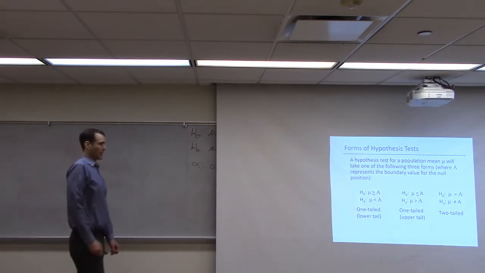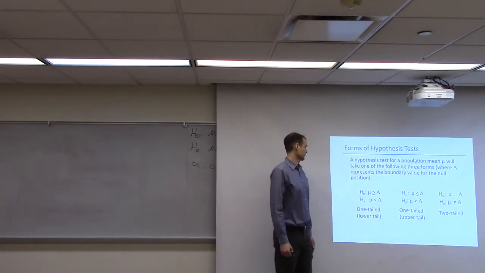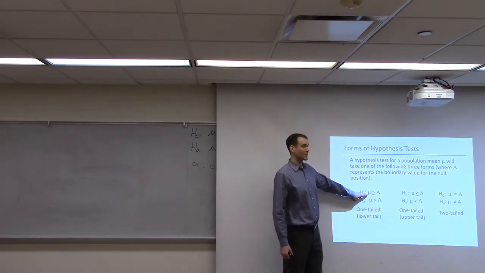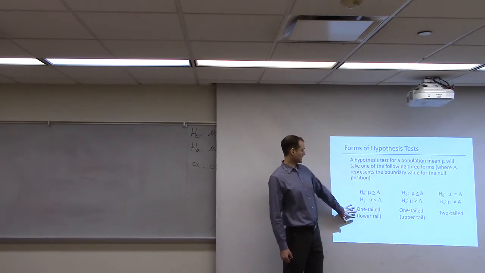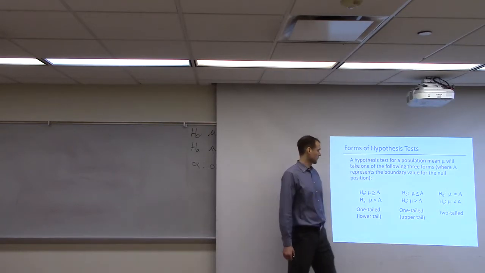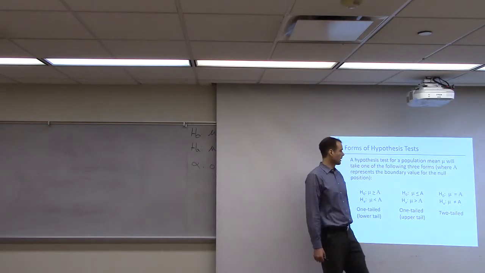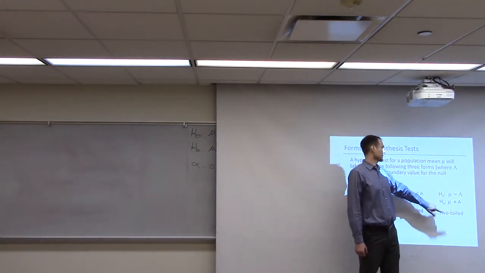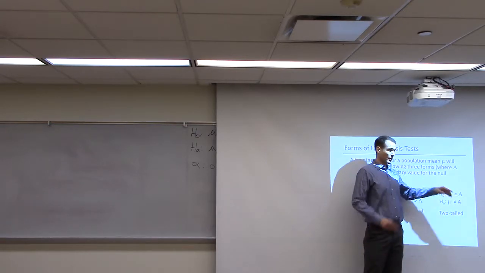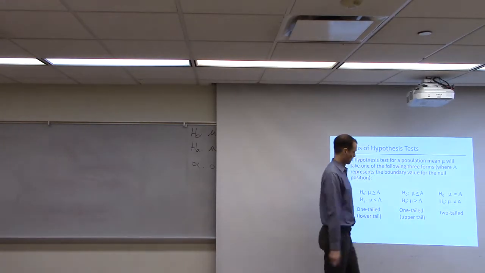Different forms of hypothesis tests. We talked about a one-tailed test. All right, say we assume that the mean is greater than some amount. Well, then that's going to be a one-tailed test with the rejection region in the lower tail. We could have the opposite, one-tailed test with the rejection region in the upper tail. Or we could have a two-tailed test. If the null hypothesis says the mean is equal to some amount, there are going to be two rejection regions. Two ways to disprove that.